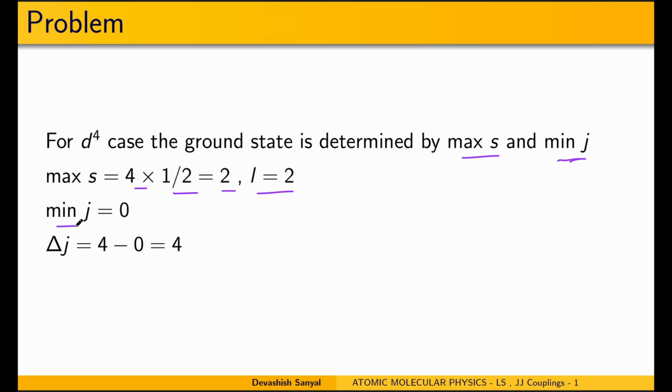Now what is the minimum J? Minimum J is L minus S, and that is 2 minus 2, which is 0. So the change in the total angular momentum quantum number will be 4 in this case.